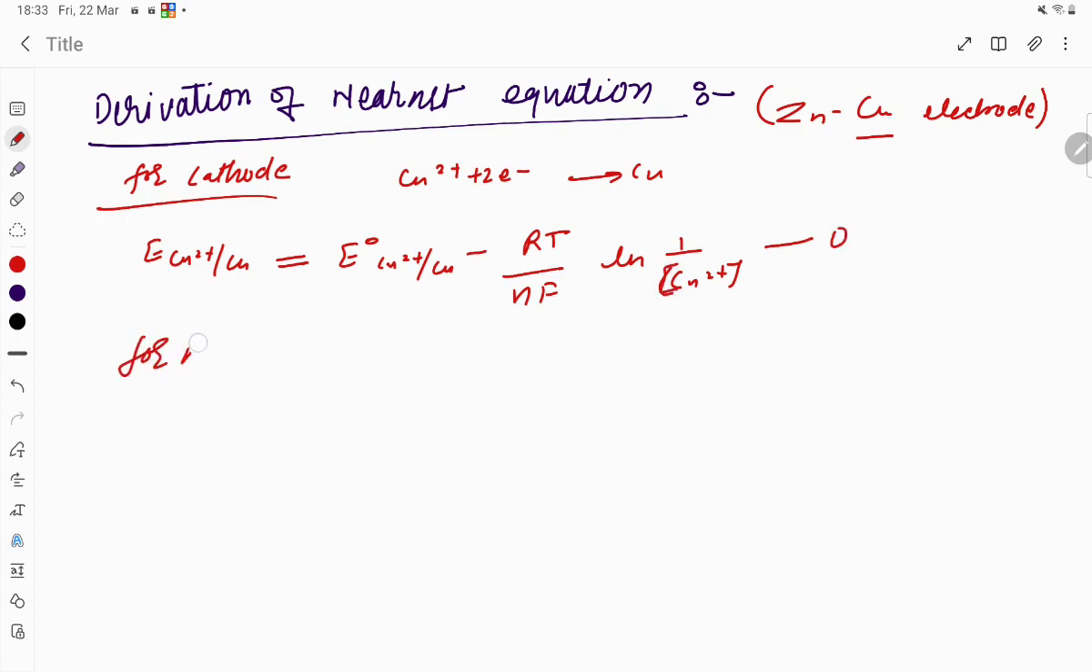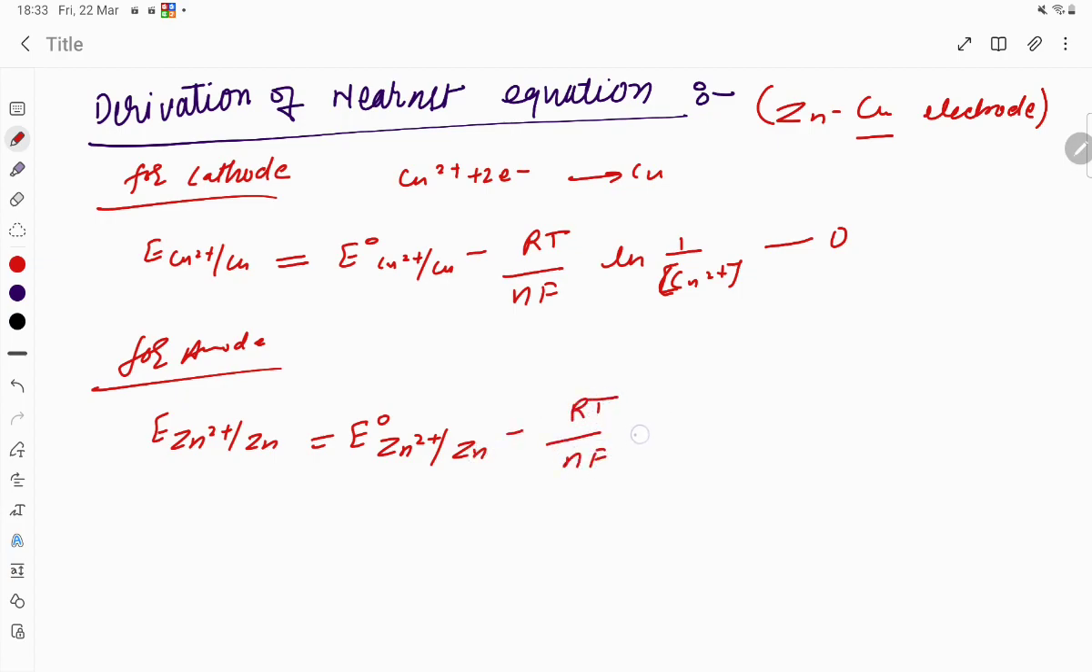For the anode, what we can write: E Zn2+/Zn is equal to E naught Zn2+/Zn minus RT upon nF ln 1 upon Zn2+. This is going to be equation number 2.